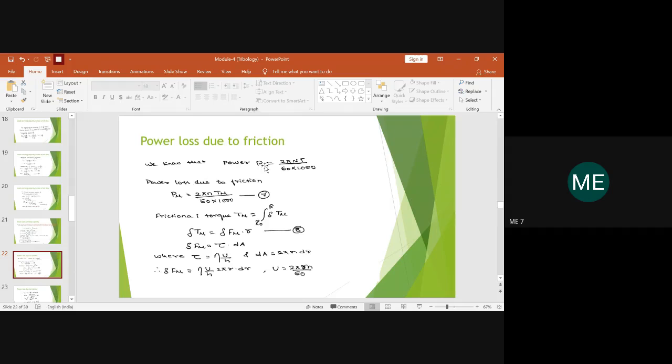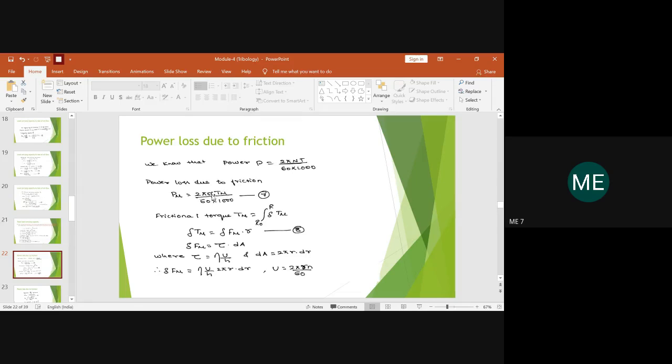Usually we use the equation for power as 2 pi N T divided by 60 into 1000. The same thing we use over here. After writing this equation, you should make a small change. Here we are focusing on the friction, so instead of writing only T, you will write T suffix M, which will show you the frictional torque associated.